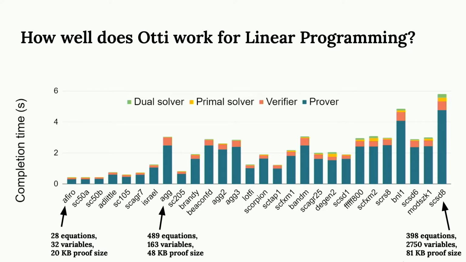The biggest instance we were able to compile over here on the far side of the slide had 400 equations and 2,700 variables, and it only produced a proof of 81 kilobytes. And for comparison, the proof that I talked about before with 5 variables and 5 constraints also produced a proof of that size. So now, for the same cost, we can get 400 equations and 2,700 variables.